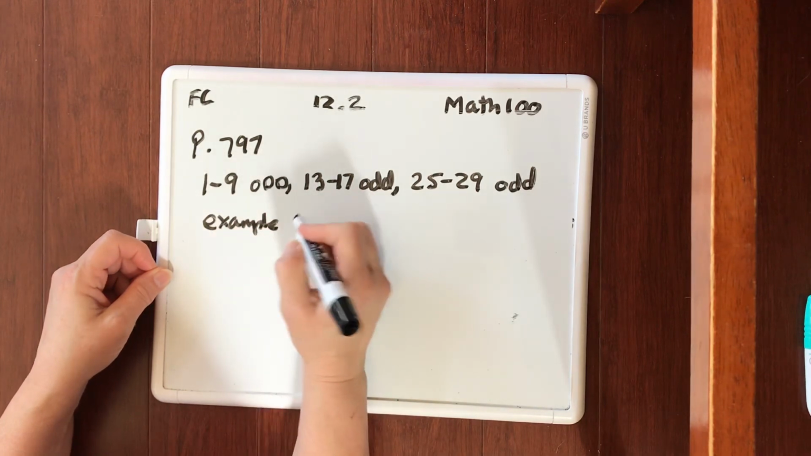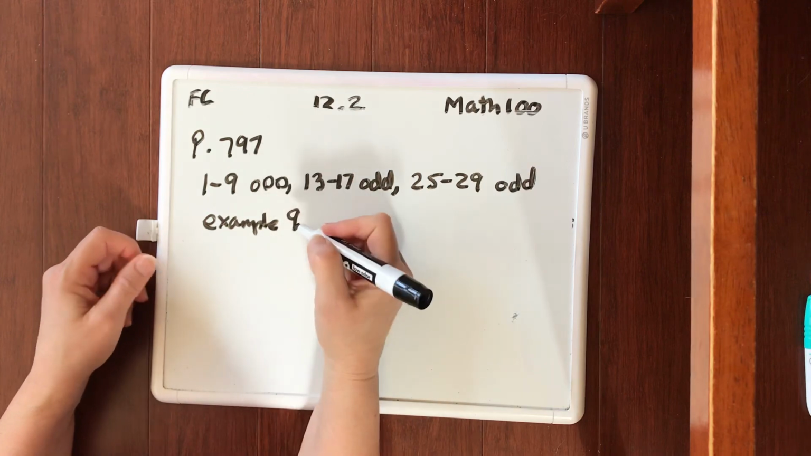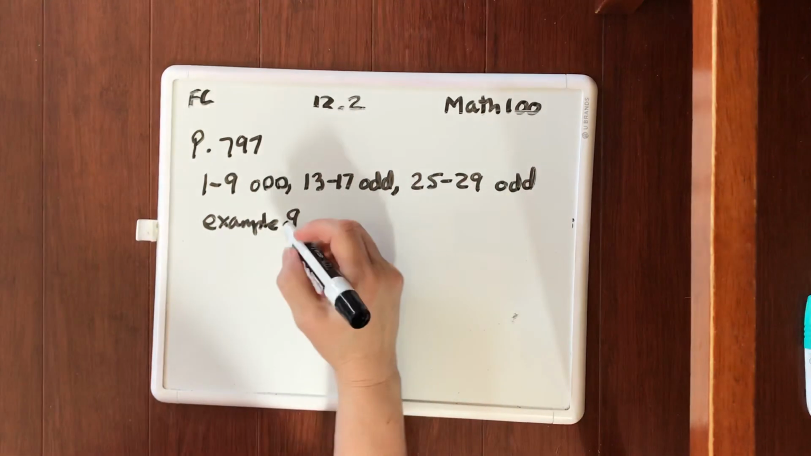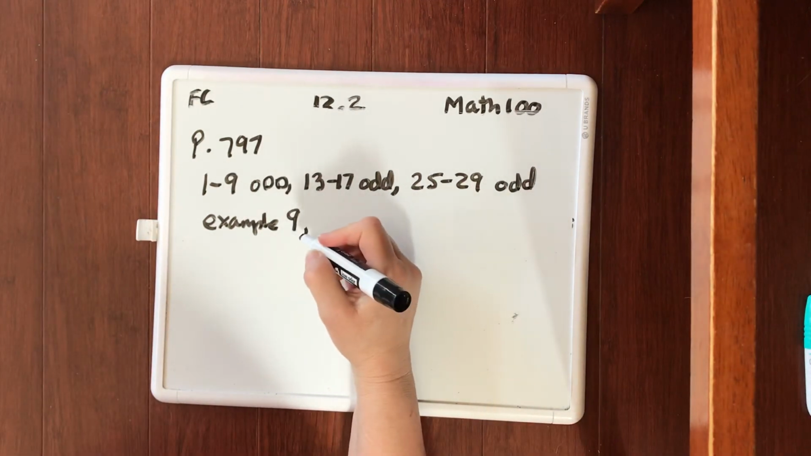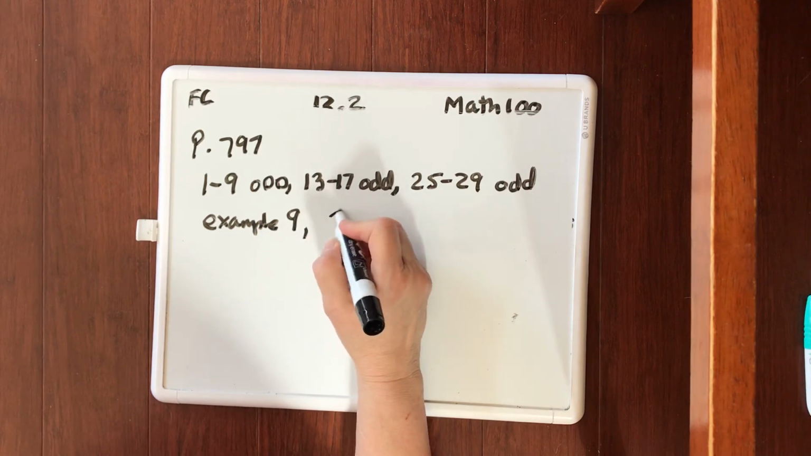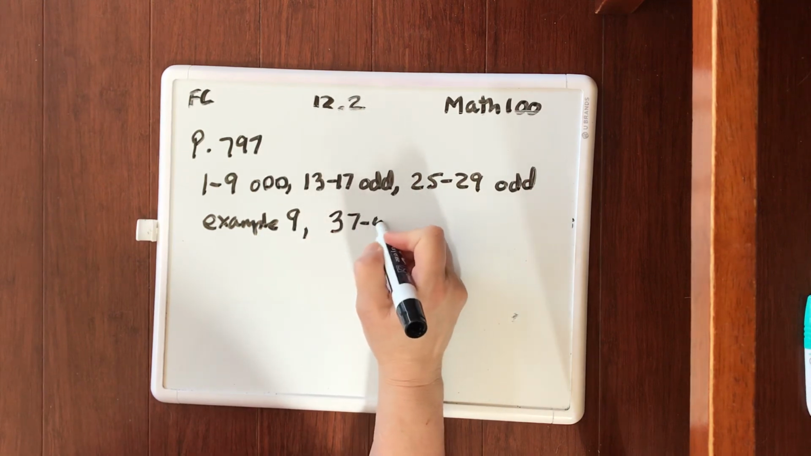Now at the top of example 9, right before example 9, is a little formula. So look at that formula. That'll help a lot. Then actually do example 9 and then go back and do 37 through 41 odd.